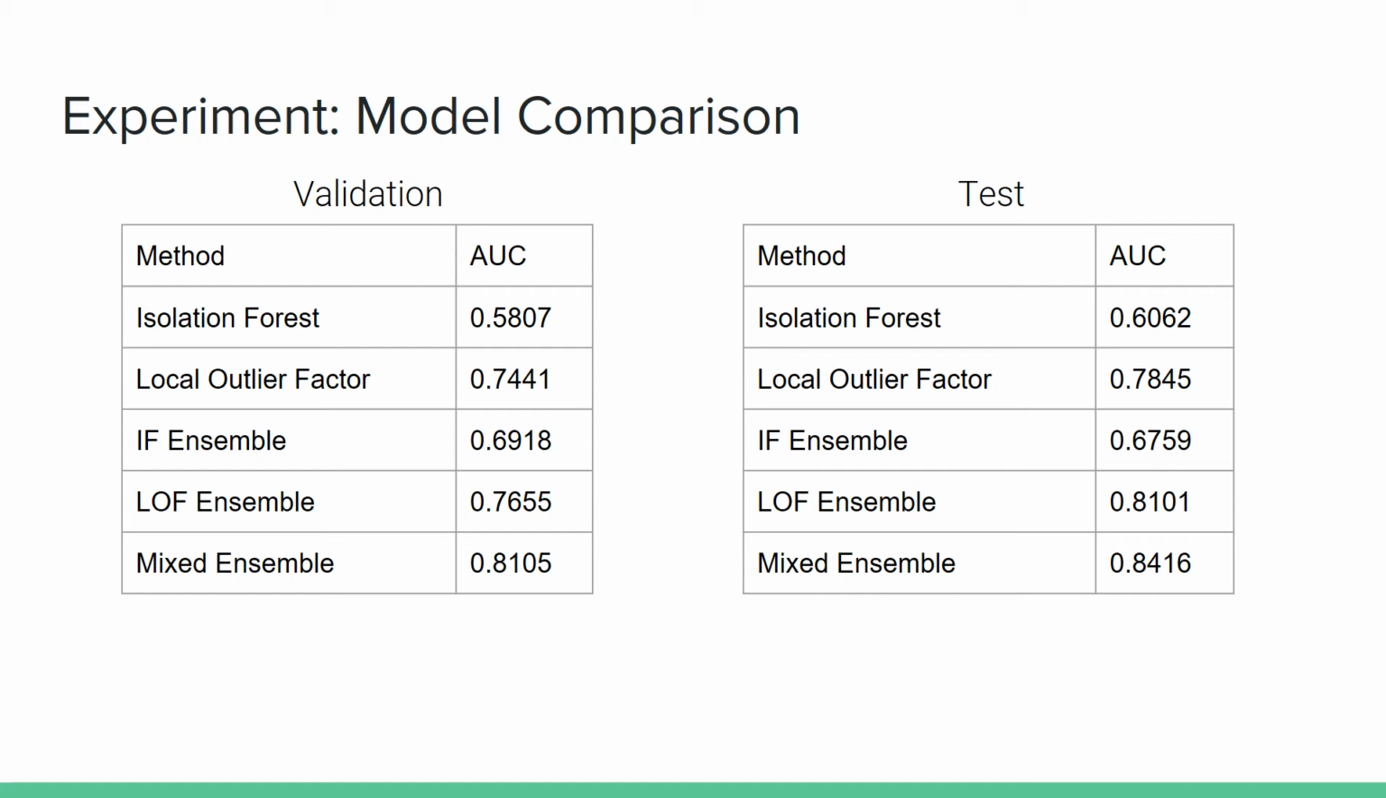And the mixed ensemble outperformed both of the ensembles of a particular model type, and again, we suspect that that's because the different model types have different errors that they're prone to make, different biases, and this helps correct for that. In our test data set, we see exactly the same thing, and that our model performed better than all of the others.